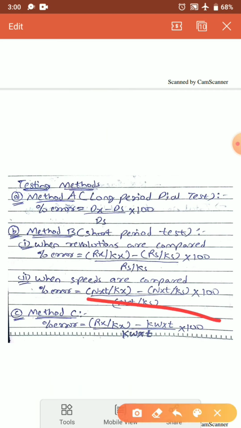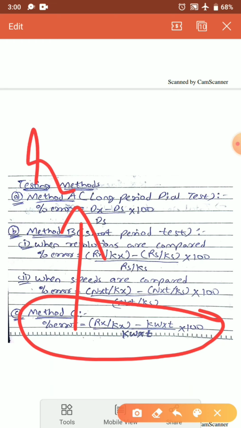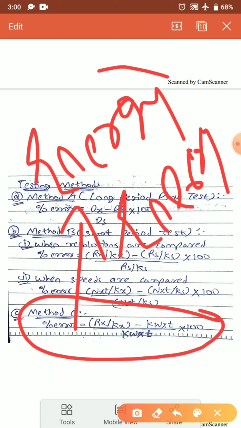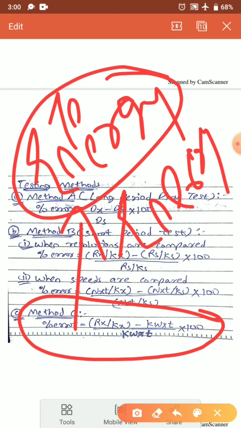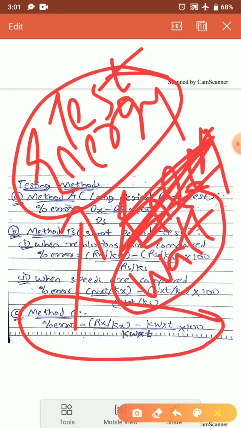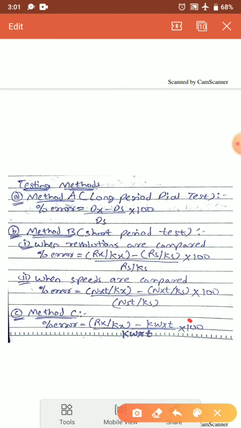Now in method C, it is not necessary that both the devices that I am connecting should be energy meters. One flexibility that I have is that I can use this as the test energy meter, and instead of an energy meter I can also use a watt meter here. Using a precision grade watt meter, I can also calibrate the test energy meter. That is why here it is mentioned kilowatt into time.